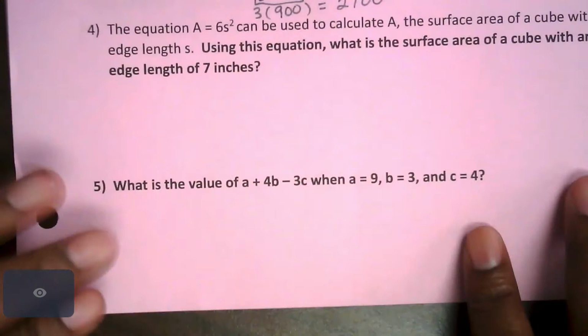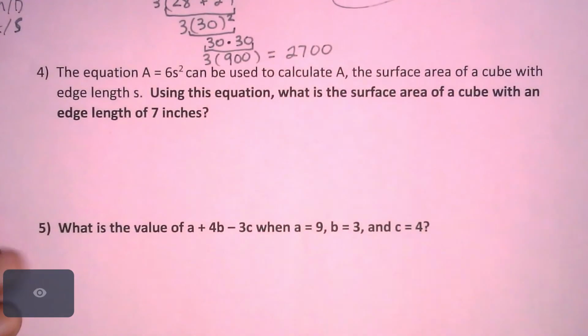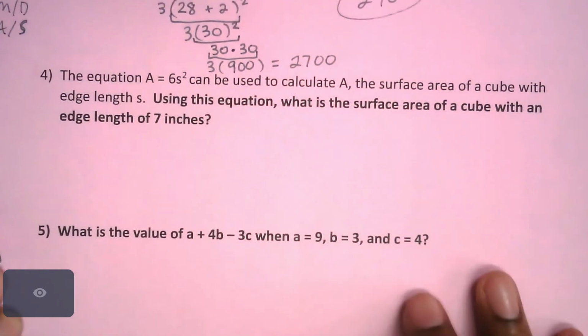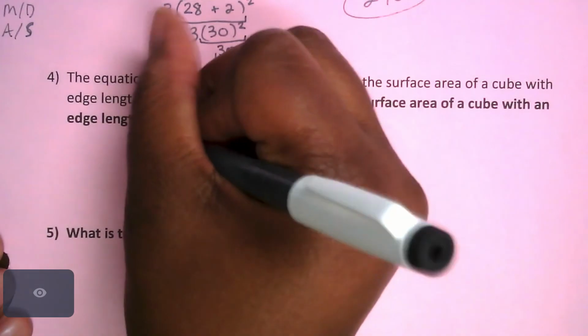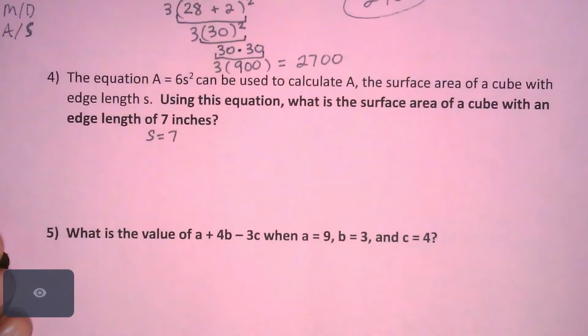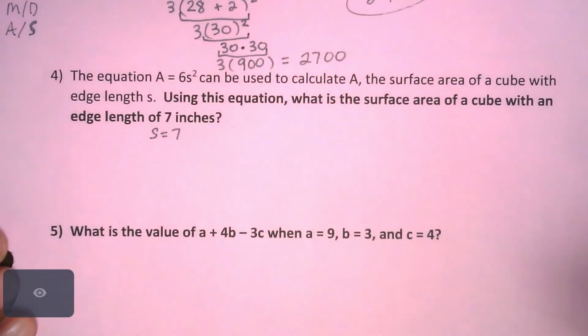All right, number 4. The equation A equals 6s squared can be used to calculate A, the surface area of a cube with an edge length of s. Using this equation, what is the surface area of a cube with an edge length of 7 inches? So what they basically just told us, dudes, is that s equals 7. Now I need to use substitution and plug that right back in there.